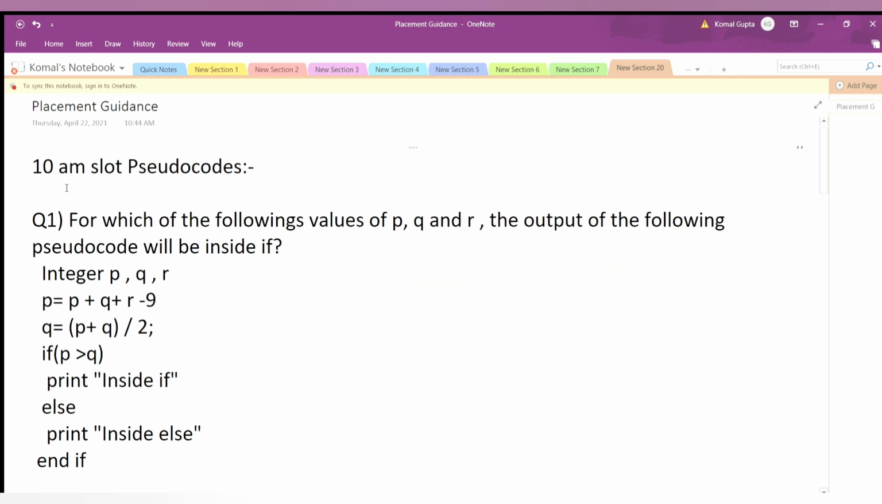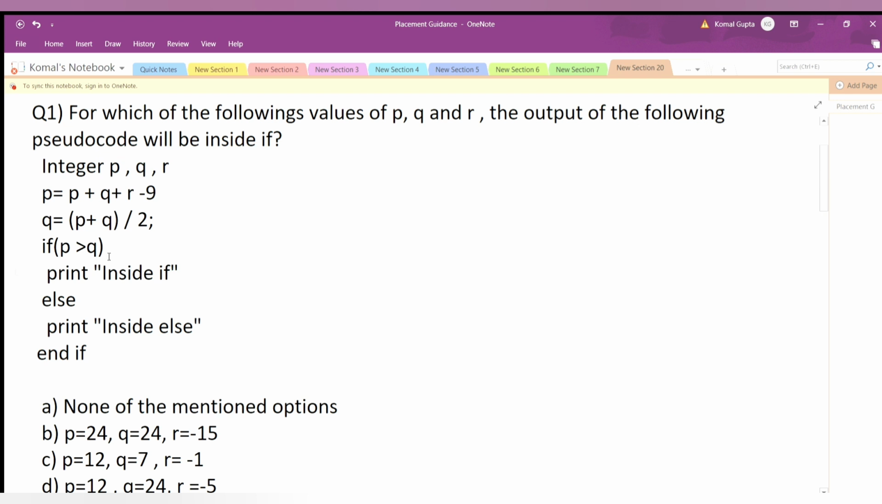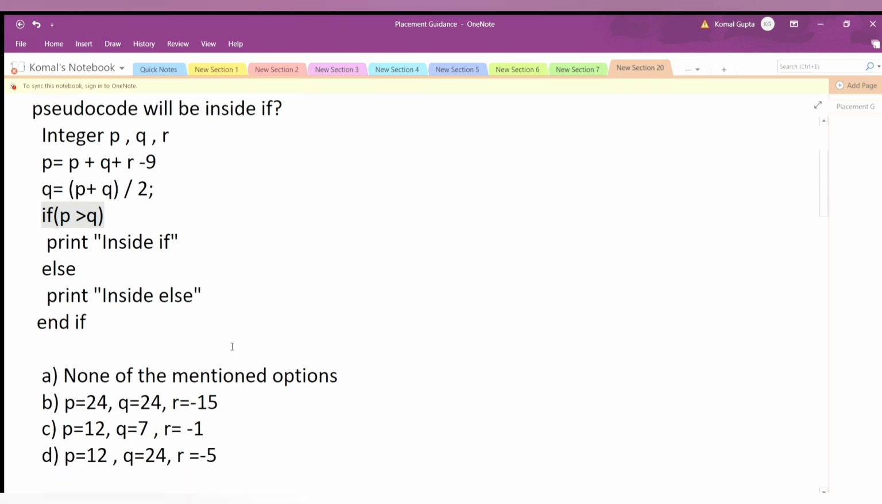So these are the 10 a.m. slot's pseudocodes. First question is, for which of the following values of P, Q, R will the output of the following pseudocode be inside if? So we have to identify the values of P, Q and R so that the condition is inside if. That means we have to satisfy the condition if P is greater than Q. So we have to check the values of P, Q and R one by one so that P is greater than Q. So see how we can do this.